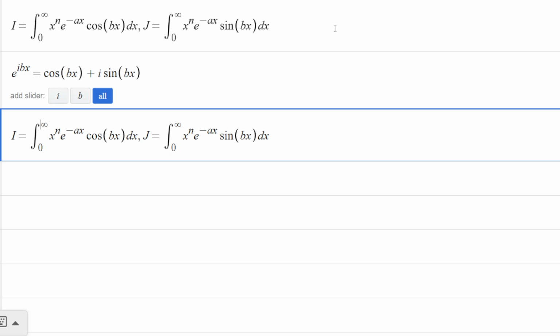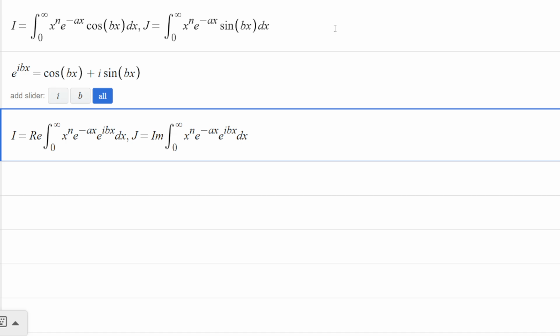We can call this integral now the real part of this, e to the ibx, real part. And this one will just be the imaginary part of the same thing. This is just e to the ibx. Hope you're following along so far.